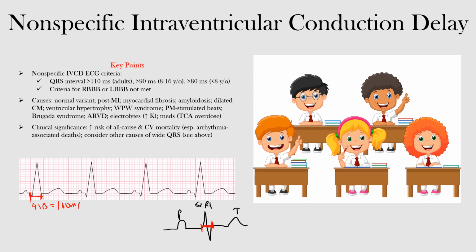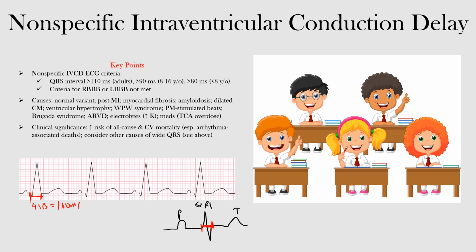Now the QRS durations vary based on age. For adults, it's defined as greater than 110 milliseconds. For children between 8 and 16 years of age, greater than 90 milliseconds. And for children less than 8 years of age, greater than 80 milliseconds.